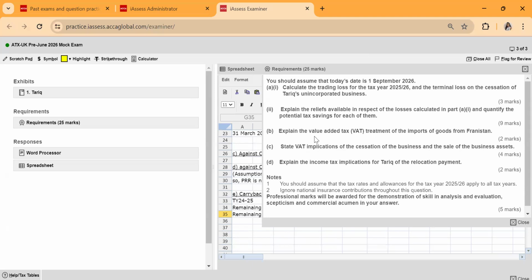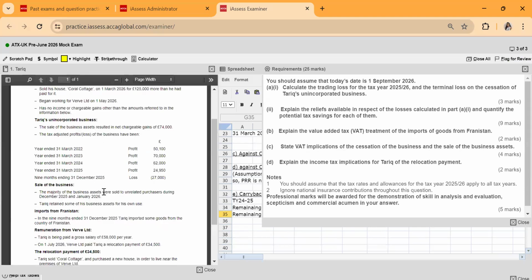Okay, then let's take the last one. The last three questions. Explain the VAT treatment on the import of goods from Franistan. What is the VAT treatment, and only 2 marks. So that must be talking about postponed VAT accounting. It's a very small part. But let's look at the part here.